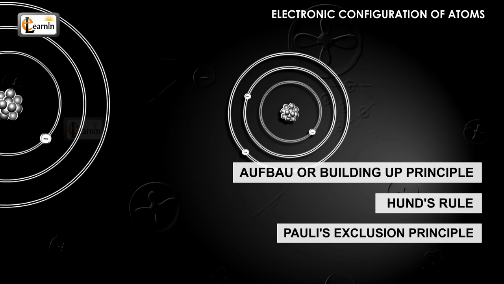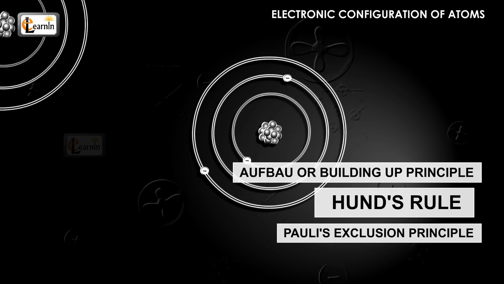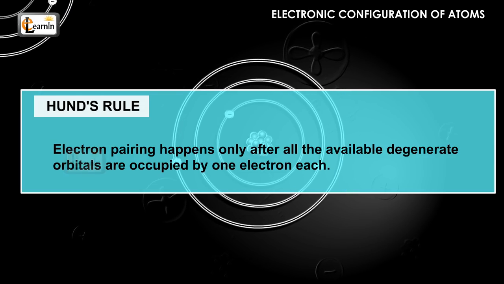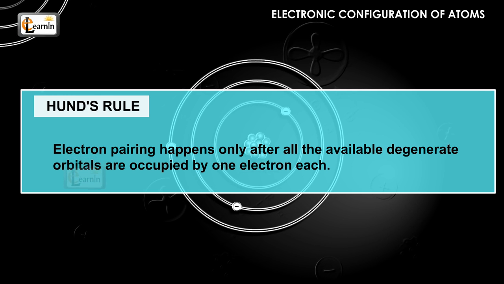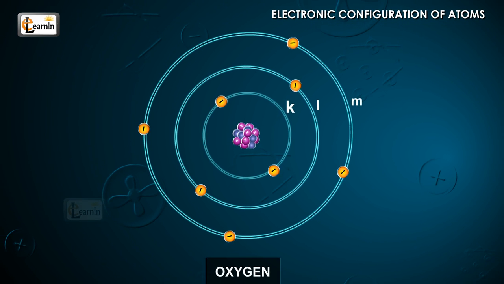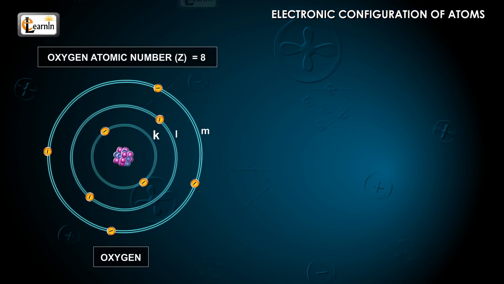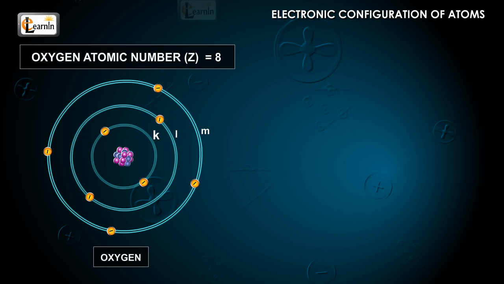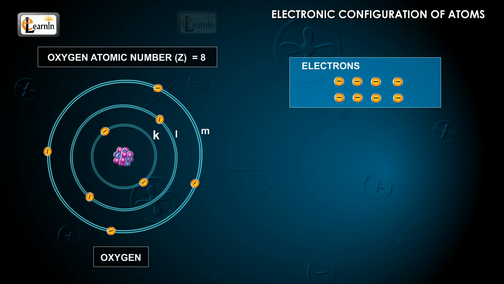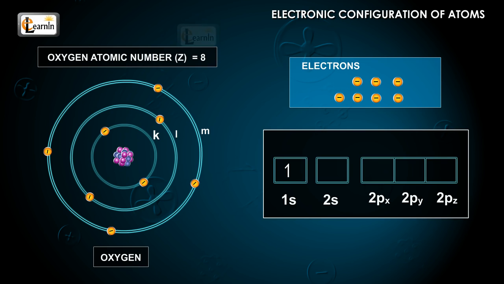The second important rule to determine the electronic configuration of an atom is Hund's rule. It says that electron pairing happens only after all the available degenerate orbitals are occupied by one electron each. Let's use an example to understand Hund's rule. Consider the element oxygen with Z equal to 8. It has 8 electrons. The first electron goes into the 1s orbital of the K shell. The second electron will be paired up with the first electron in the same 1s orbital. Similarly, the third and fourth electrons will occupy the 2s orbital of the L shell.